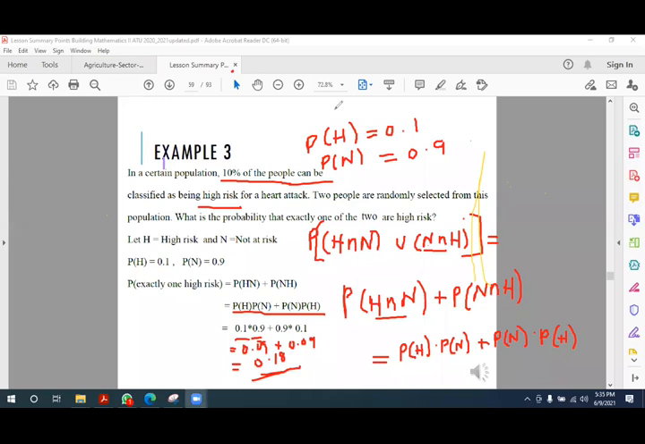Any other question? Okay, this is Felix. How did you come out with 0.1? 0.1 is 10%. 10 over 100 is 0.1. Okay, I think we are good. Let's continue.